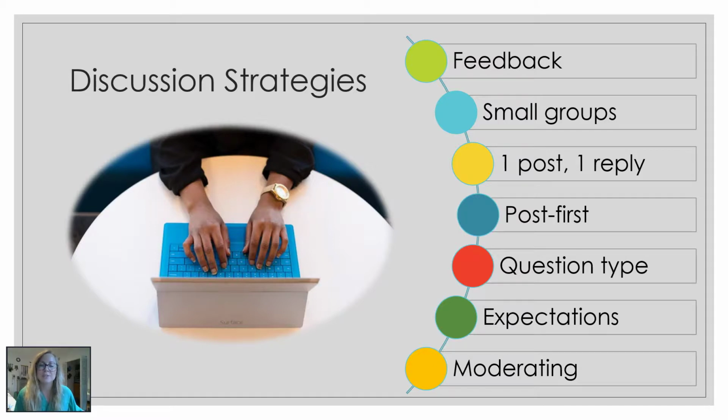It's also important to consider the question type. This one's a little bit obvious, but open-ended questions are very important in avoiding one-word answers, which will stop a discussion in its tracks. Also communicating expectations about posting. So are you expecting students to post? Is it going to be a requirement? What type of language do you want them to use? Is it more formal, informal? Also communicating expectations for online etiquette, which is also known as netiquette.